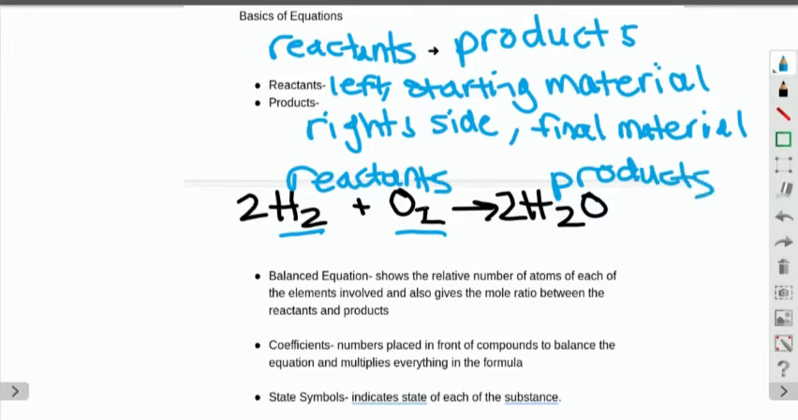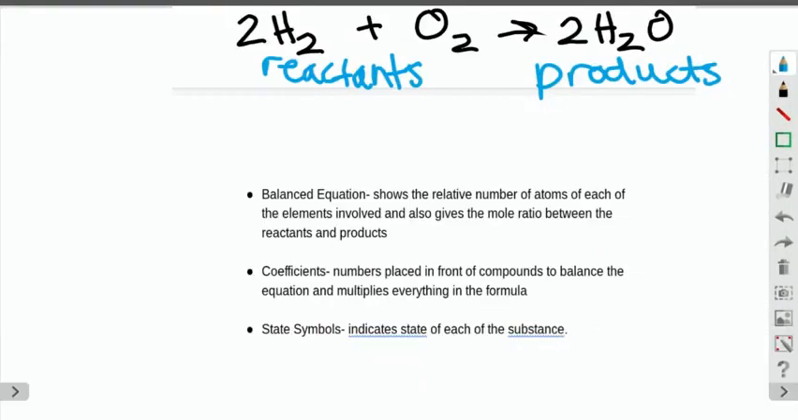So, I'm going to break down what this equation means, what these numbers mean, and how this is balanced, how coefficients are used, and even what state symbols would be used in this exact reaction of water. So I just rewrote this equation at the top so I can write some pictures below.